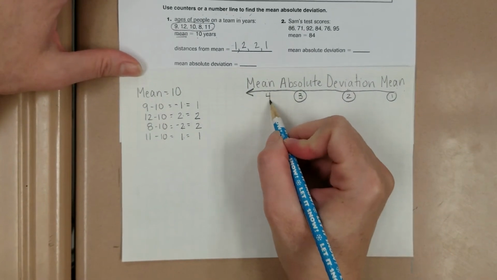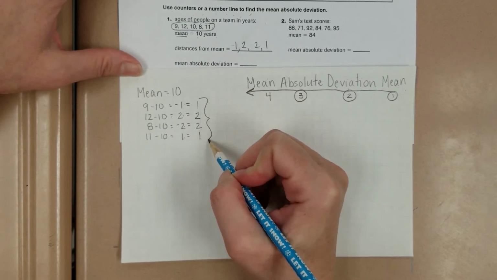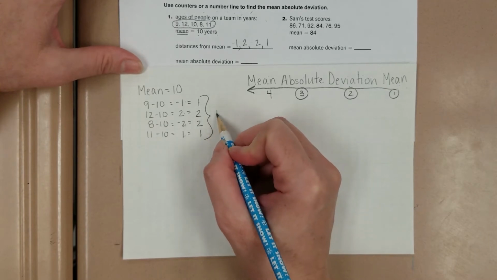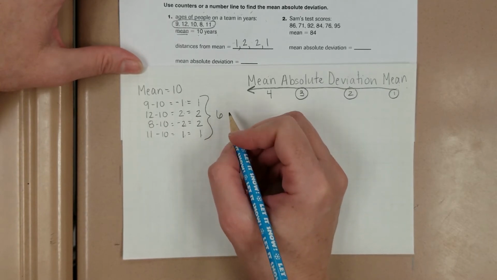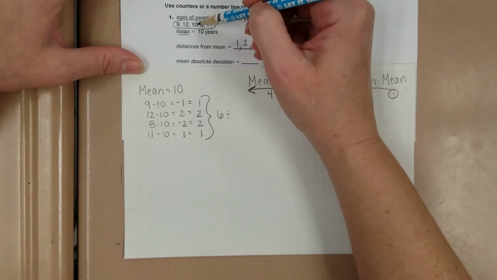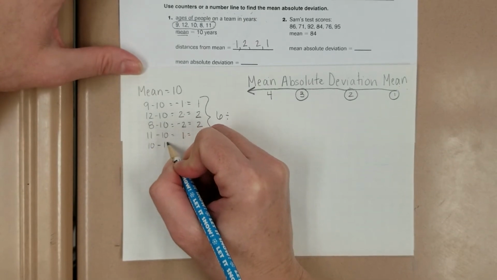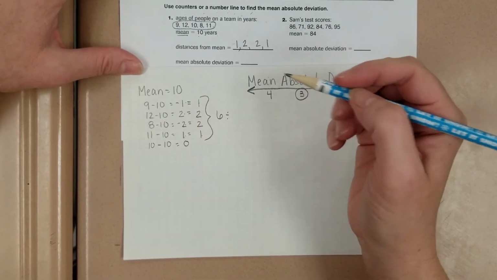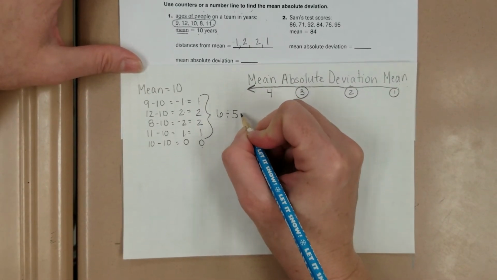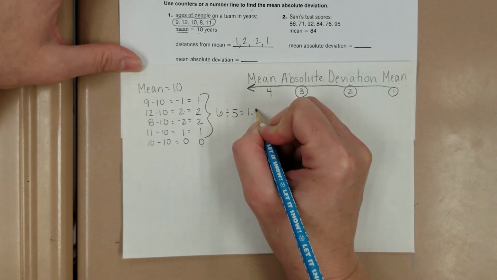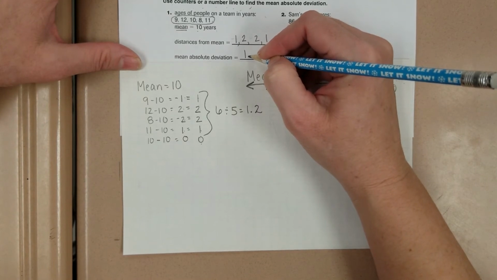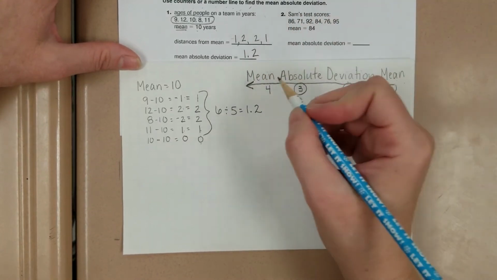Next, step 4, we want to find the mean again. So 1 plus 2 plus 2 plus 1 is 6, and then we're going to divide that by 5. Oh, you know what? I forgot here. I'm sorry. 10 take away 10 equals 0, and so I have to add a 0 there. That's still 6 divided by 5 equals 1.2. Okay, so the mean absolute deviation is 1.2.